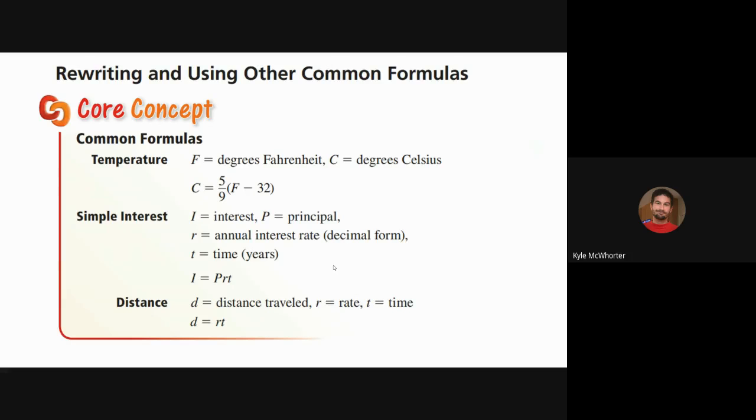So these are some common formulas. They give you the explanation too, so I'll highlight the formula part. This is the formula that relates Celsius to Fahrenheit. This is the formula for interest. I is the interest, P is the principal, R is the annual interest rate in the form of a decimal, and T is the time in years, and then distance equals rate times time. So those are some formulas that are pretty commonly used. So we're going to play with those in the next few examples.